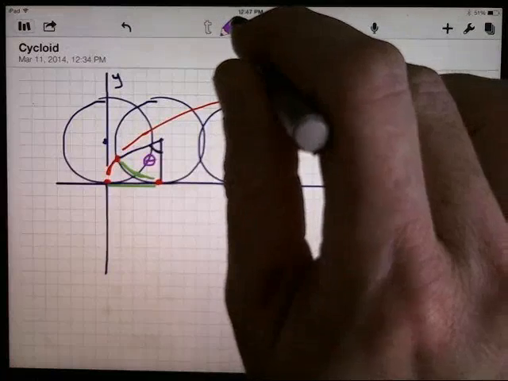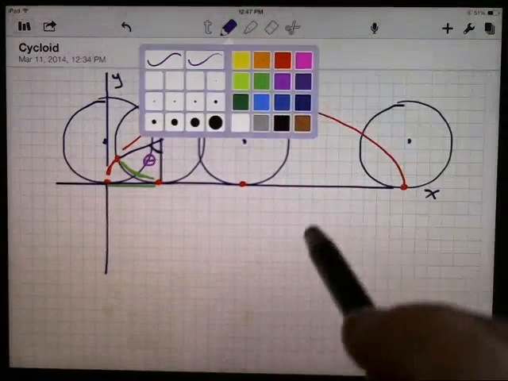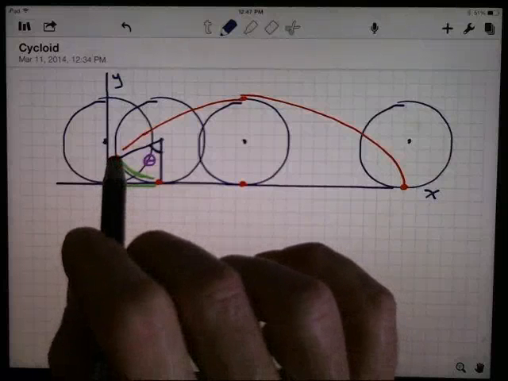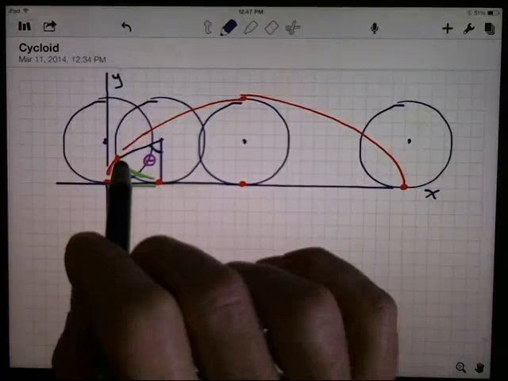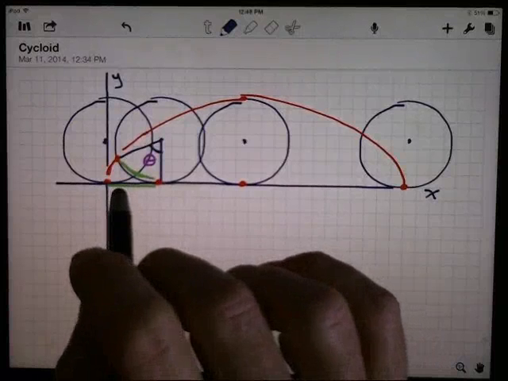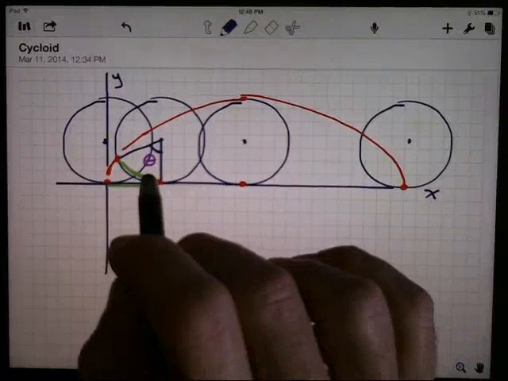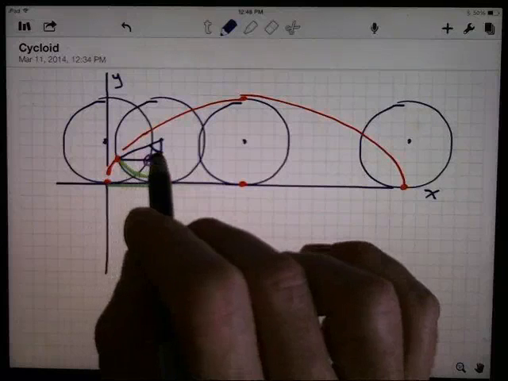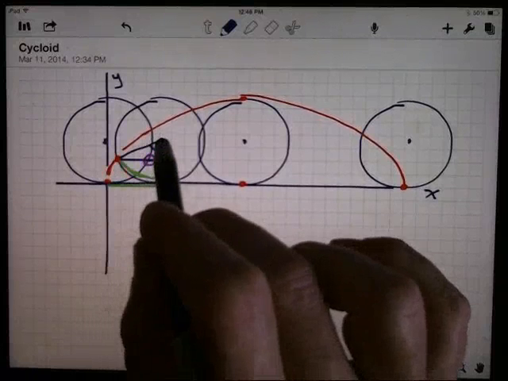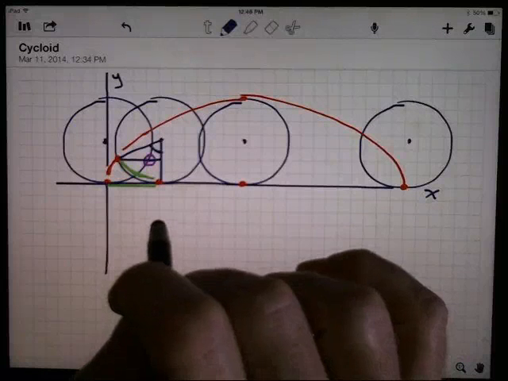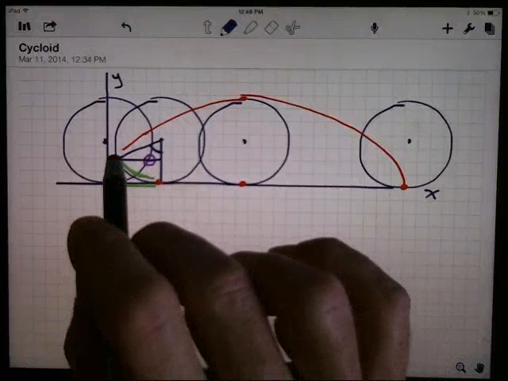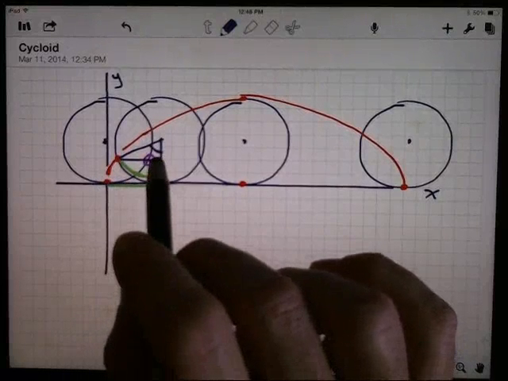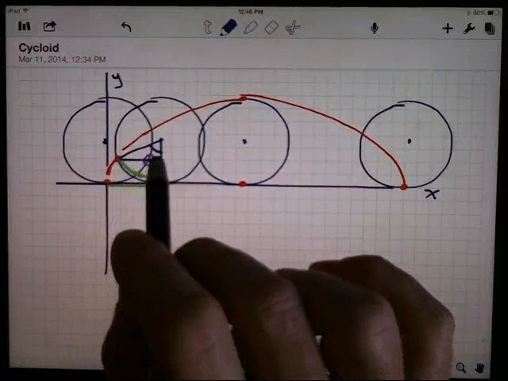Now, how do I find parametric equations? What I need to do is find formulas that tell me the x-coordinate of this point and the y-coordinate of that point. All right. Well, I notice a couple of things. One is that if I drop a perpendicular from here over to there, there's a little triangle in there. And that little triangle really helps me out, because I can see that the x-coordinate of this point would be the distance the circle has rolled minus that segment.